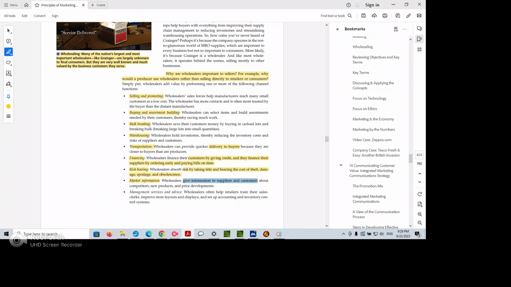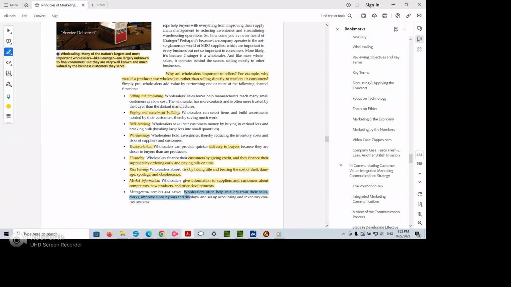And market information. Wholesalers give information to suppliers and customers about competitors, new products, and price developments. Because if you consider the wholesaler is not in competition with the retailer, wholesaler is basically the supplier for the retailer. Okay? Wholesaler sells to the retailer. So all these different retailers, Walmart, Target, they're buying from a wholesaler or directly from the supplier themselves.